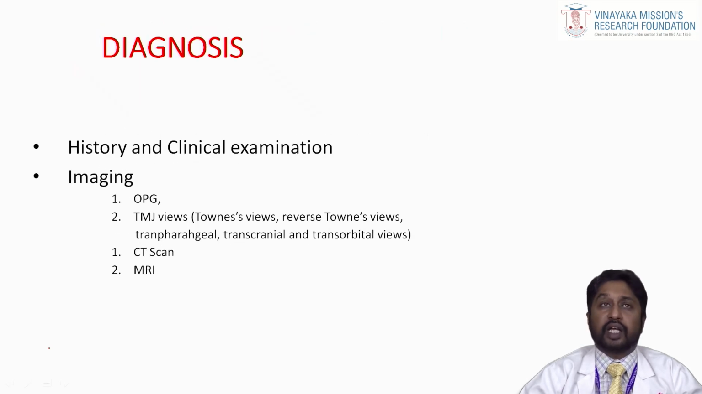So diagnosis: you take a proper history and clinical examination of the particular fracture, then you have proper imaging. What are the images that you can take for a condyle fracture? First is OPG, then the TMJ view, which is called the Towne's view or reverse Towne's view. It is a specific radiograph for the condyle fracture. Transfacial, transcranial, transorbital views, CT scan or MRI. These are the common imaging that you will come across in a condyle fracture.